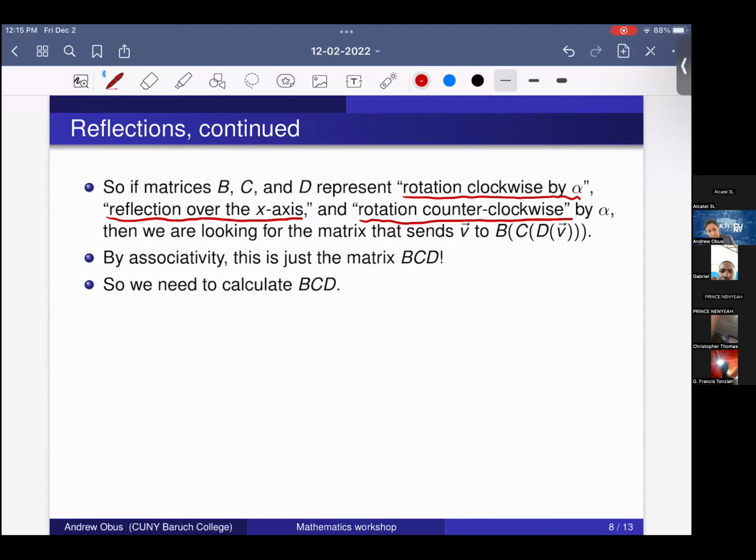I did this wrong. Let me just fix this. This should be a D here, and this should be a B over here. This should be the matrix DCB. I'll fix this on the slides. So the point is, we want to take V and first rotate it clockwise by alpha. That's some matrix B. We then want to reflect it over the x-axis. That's the matrix C. And then we want to rotate it counterclockwise by alpha. That's the matrix D.